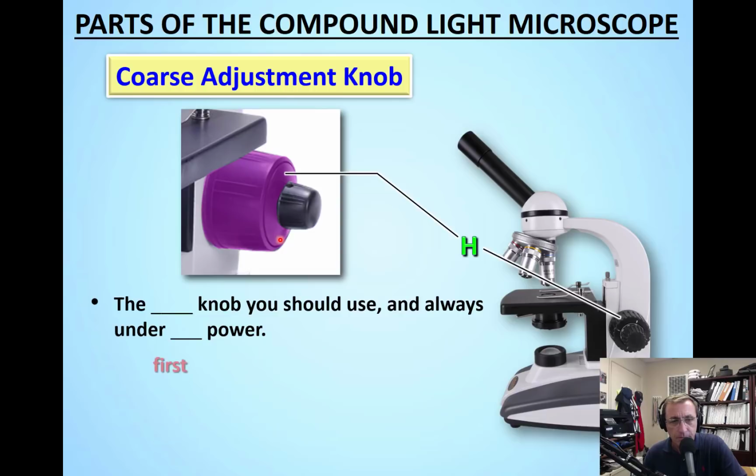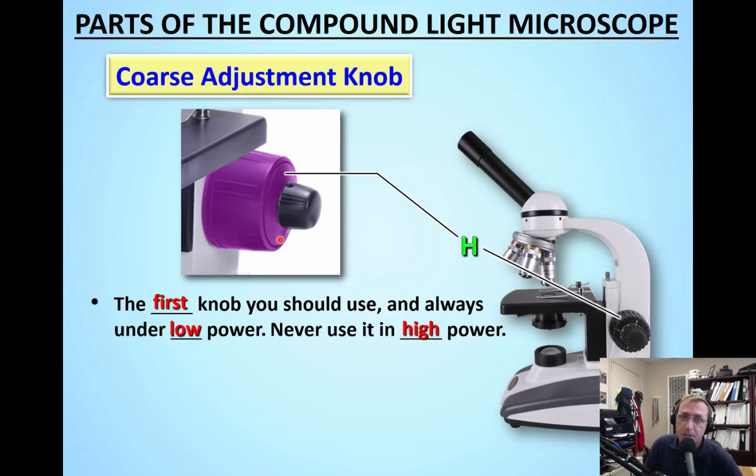It's the first knob you should use, and always under low power. Never use it in high power. Okay? Can anyone guess why you wouldn't want to use the coarse adjustment in high power? Anyone? Okay, so the reason is that if you have this big lens on, which is your high power, and you're moving it a lot, it is entirely likely, if you're not careful, which is hard to be, that you actually smash into your specimen and either break the specimen slide, break your lens, or both, and damage the microscope. Okay, so it moves too much.